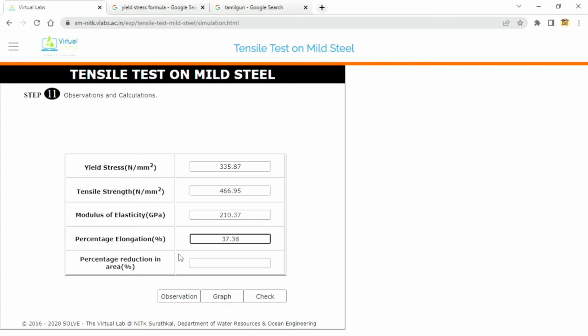And the last is percentage reduction in area, which the formula is original area minus final area divided by original area, overall times 100, which is 122.07 minus 56.18 divided by 122.07 times 100, which the percentage is 53.98%. So that's the calculation that we do, and the answer is right here. So now we are gonna check it.